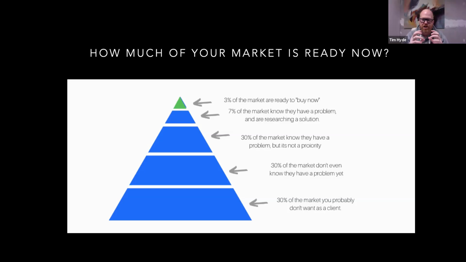If you change the focus of your site to, I'm just going to capture these details, all of a sudden, even if you don't look at the bottom two sections, we just look at the top three: those ready to buy now, those researching, and those who know they have a problem but it's not really a priority for them because they've got other stuff going on. We change the number of leads we've got from 3% to 40%, right?